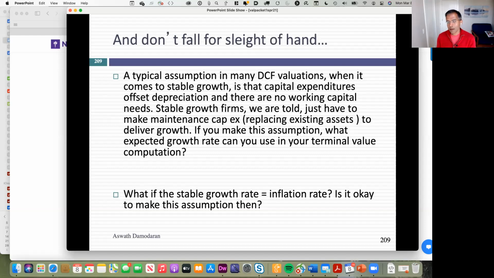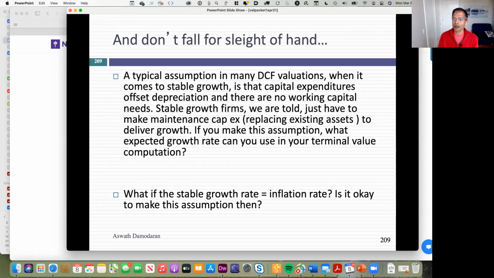In fact, many appraisal firms and investment banks, if you look at how terminal value is computed, it's often computed with a combination of assumptions. And I'll go through the combination. My company is a mature company, it'll grow at 2% a year forever. Okay. Because it's a mature company, CapEx will offset depreciation. What does that mean? Net CapEx is 0. Because it's a mature company, there are no working capital needs. A change in working capital is 0.